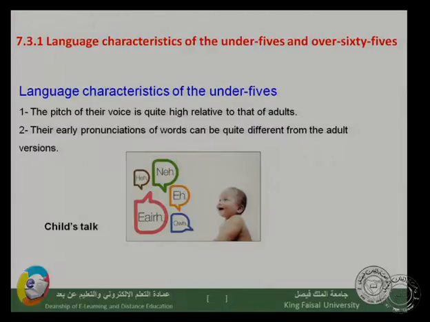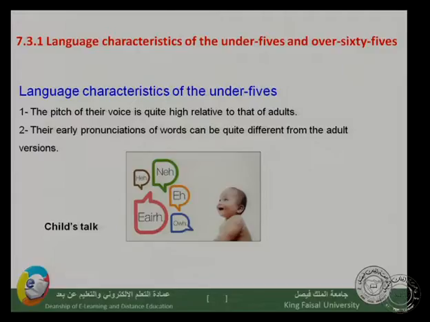So if you compare the pitch of our voice or the pitch of our sounds when we communicate with little children, you will find that it is very high compared to the pitch of voice which we use when we communicate with adults. So the child-directed language, which we are going to symbolize as CDL, has a high pitch sound, especially when we compare this with the language used to communicate with adults.